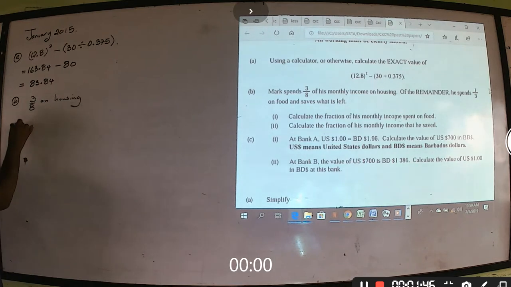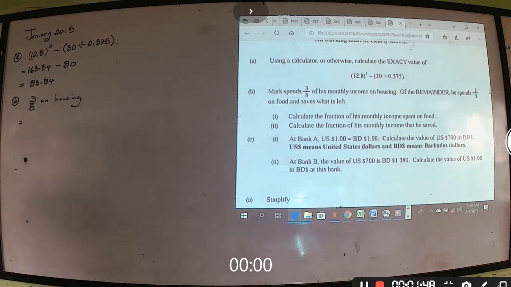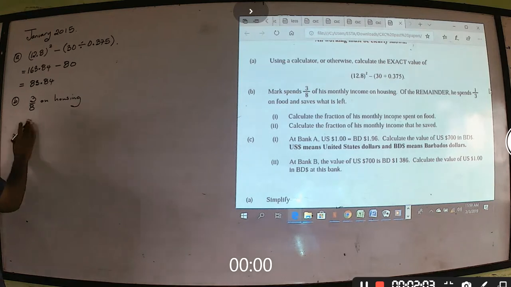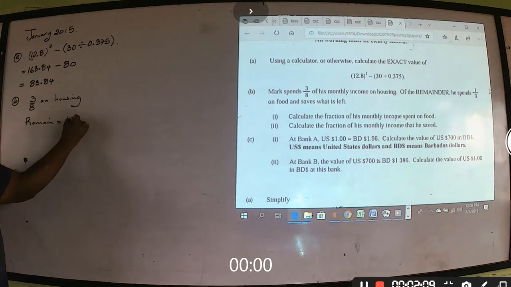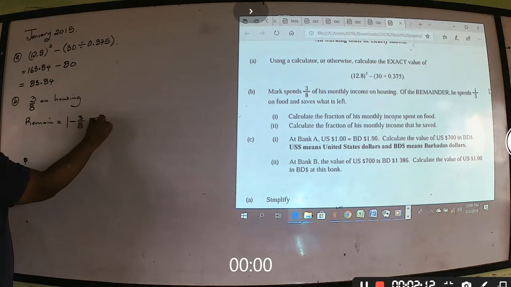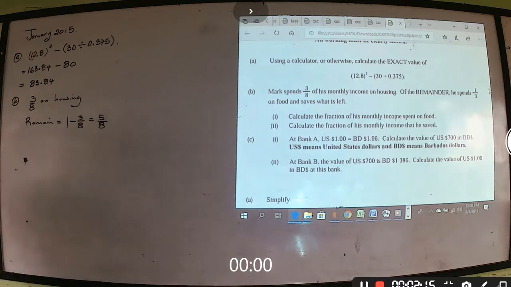Are you with me? Now, it says of the remainder. So let's first determine what fraction remains. If I spend 3/8 on housing, what fraction remains? What remains is 1 minus 3/8, which is 5/8. He has his one salary. Out of his one salary, he spends 3/8 on housing, and what remains is 5/8.